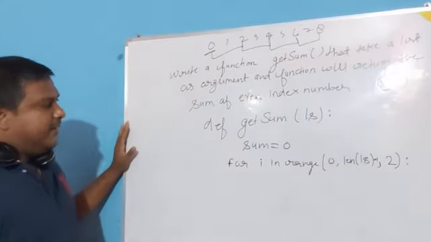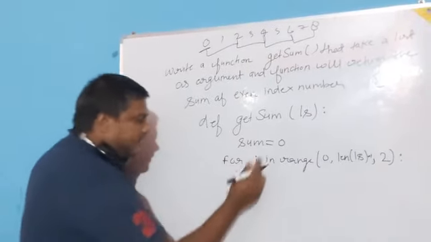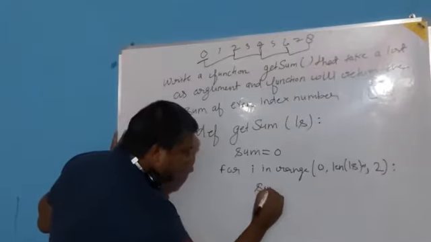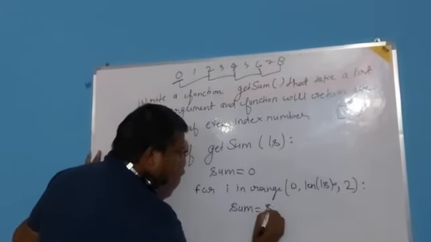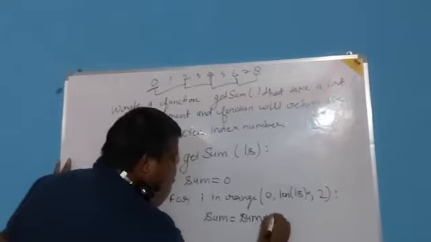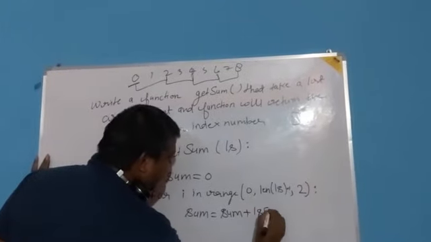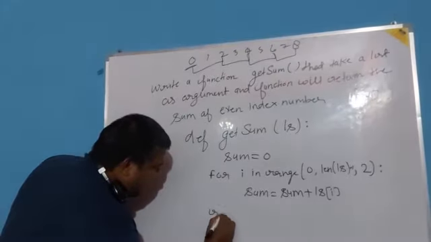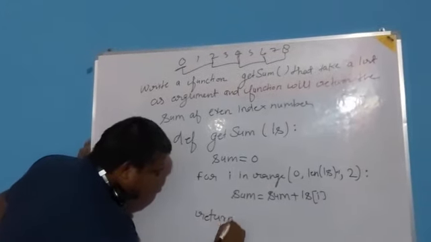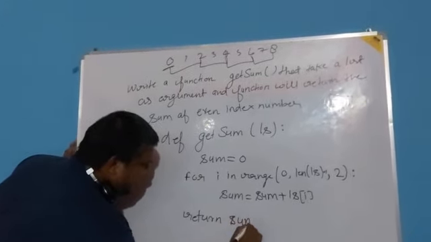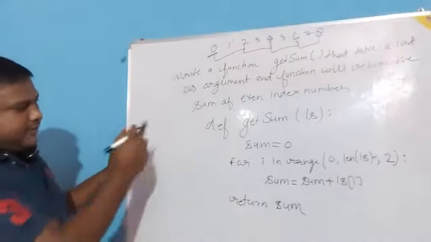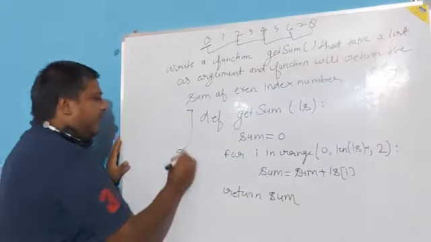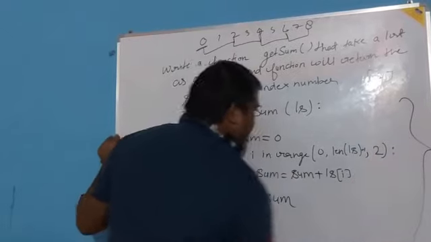So now we have to get the sum. We will write sum is equal to sum plus ls of i. Only that much we have to do, and after that we have to return the sum. So we will write return sum. That function is over. Only that much coding we have to write for 2 marks.